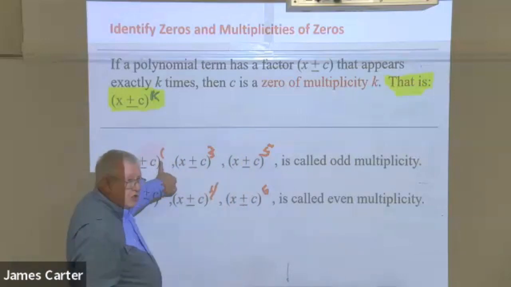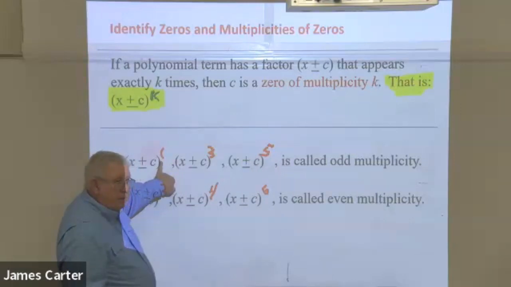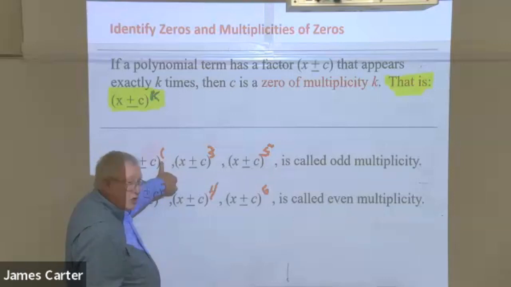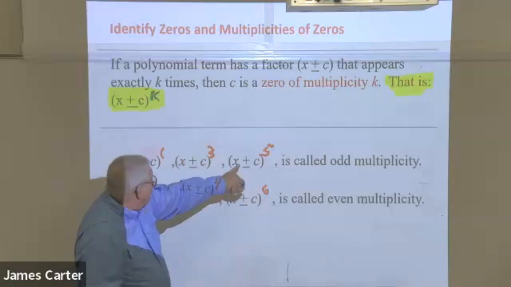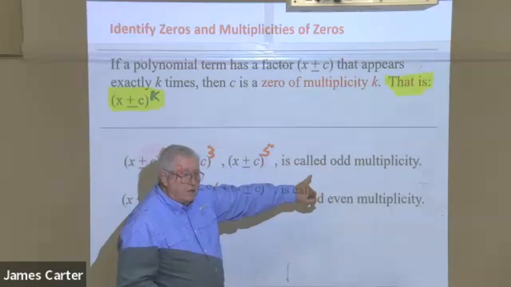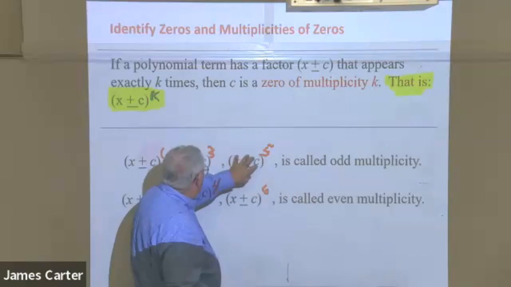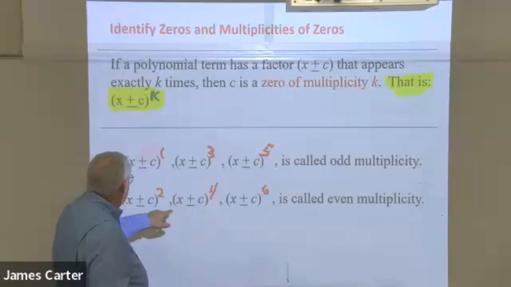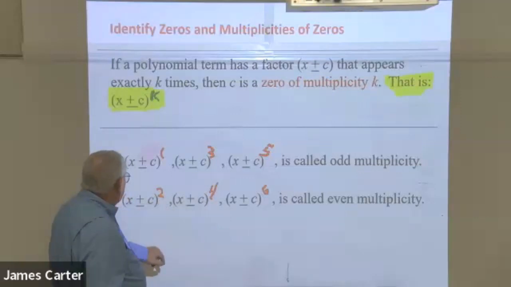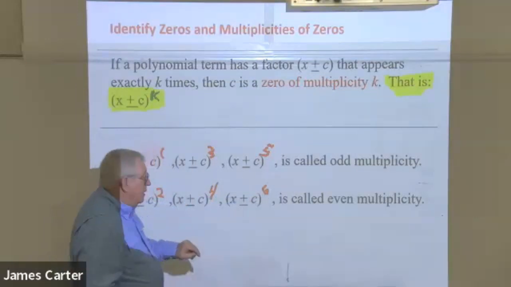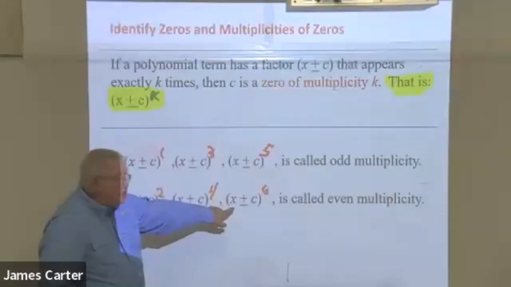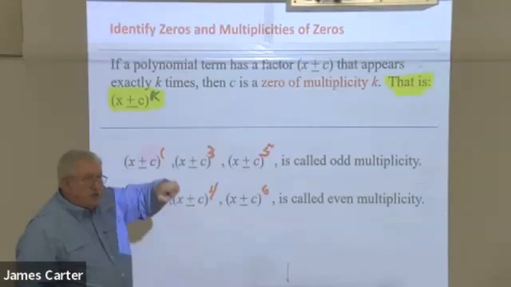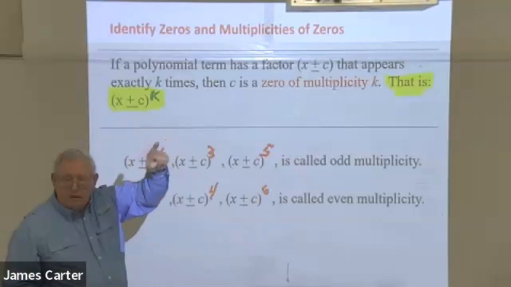Is this going to cross or touch and go? Is this going to cross or just turn? This one's going to cross because it's odd. This one's going to cross because it's odd. This one's going to cross because it's odd. These are just examples of odd multiplicity. I've got an even one, even one, even one. That means that all of these would be touch and go points. Come down, touch the x-axis, and turn back.